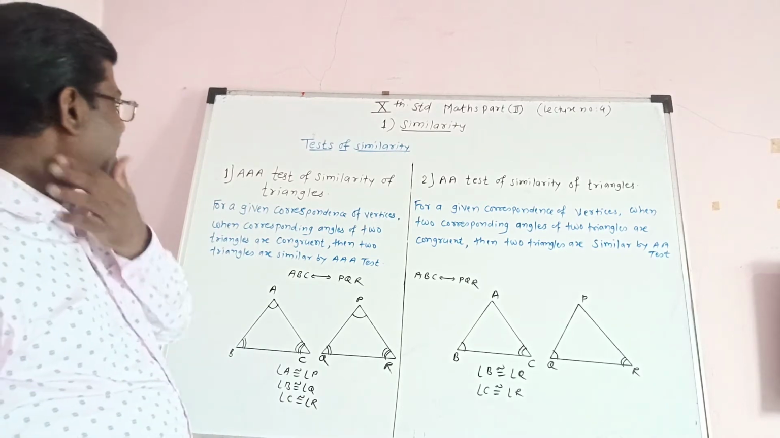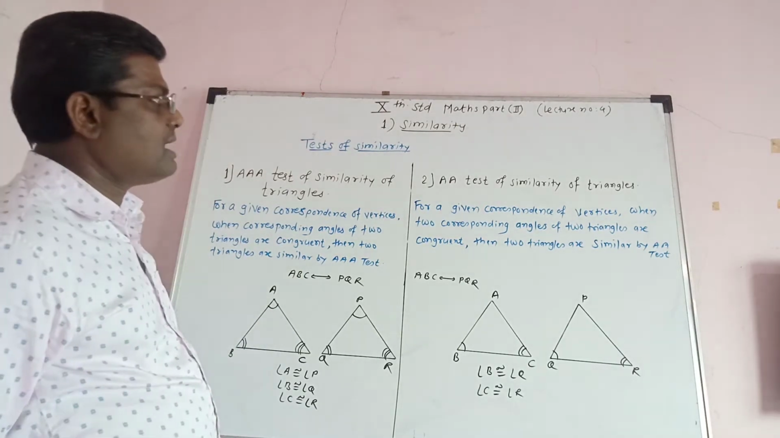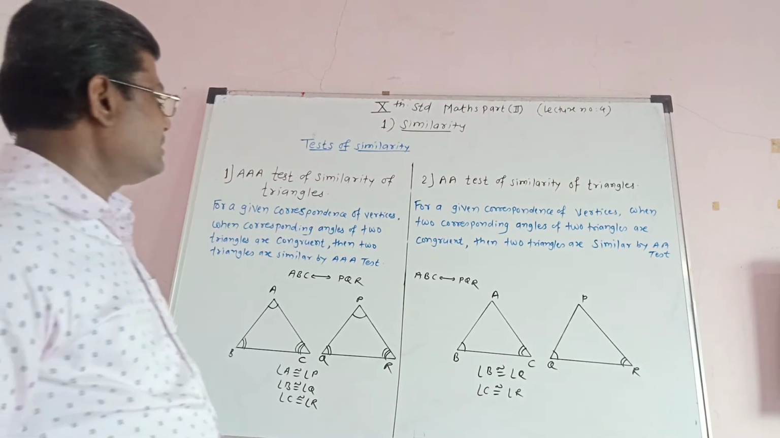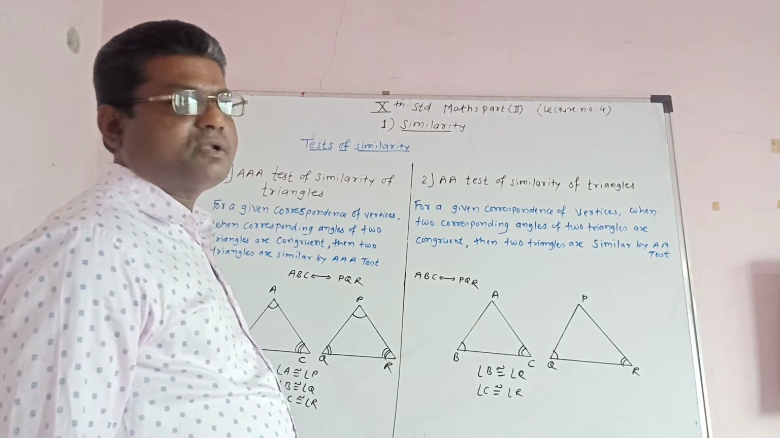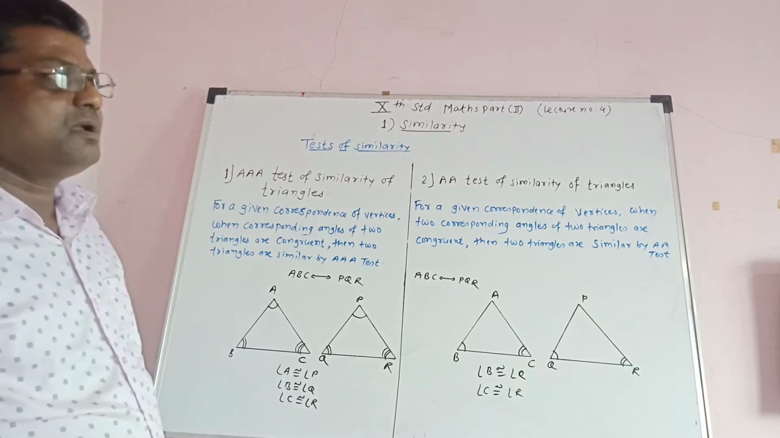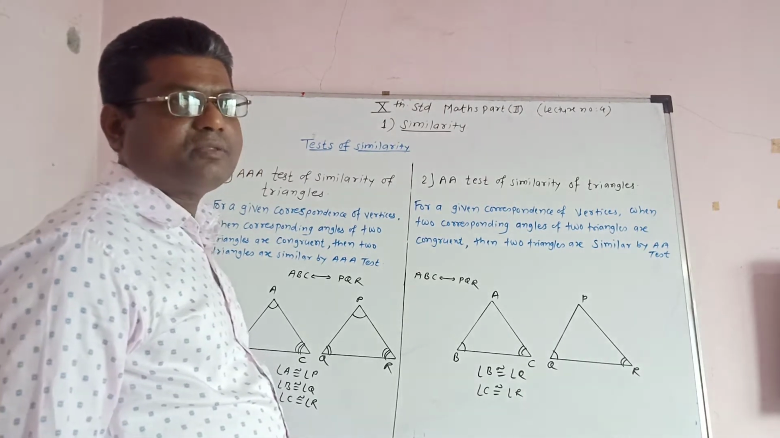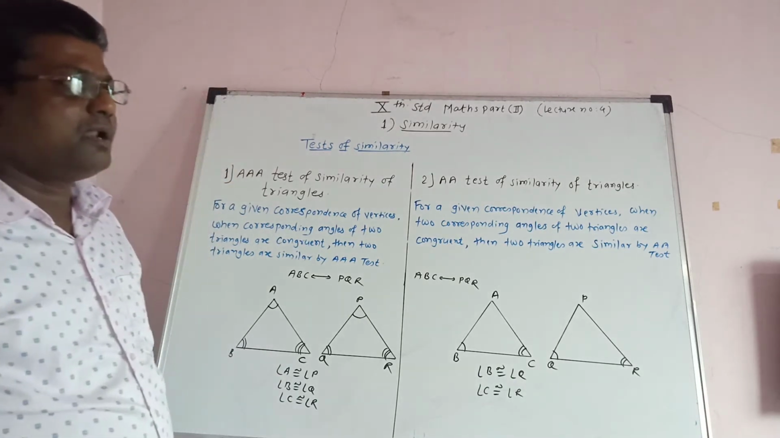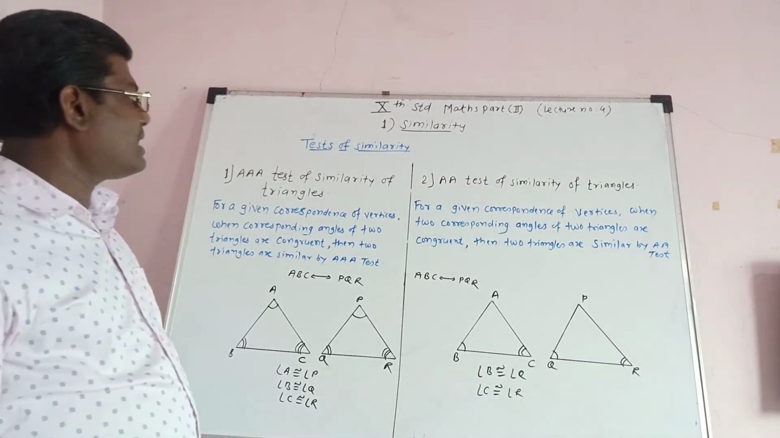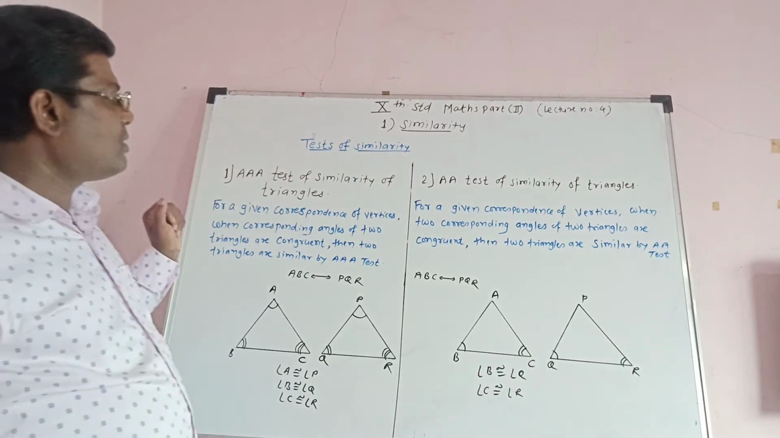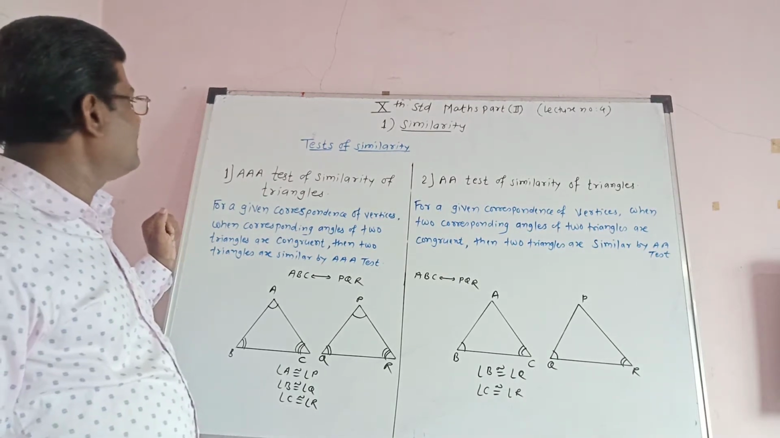So what is meant by similarity of triangles? If in two triangles the corresponding angles are congruent and the ratio of their corresponding sides are equal, then the two triangles are said to be similar. And there are 4 tests of similarity.